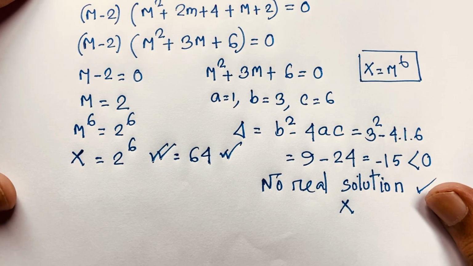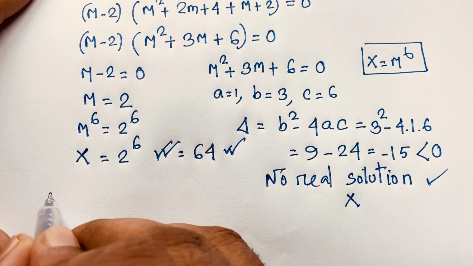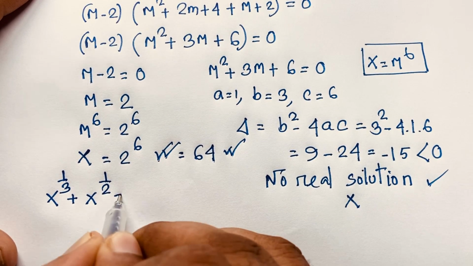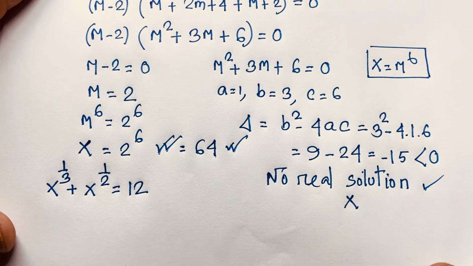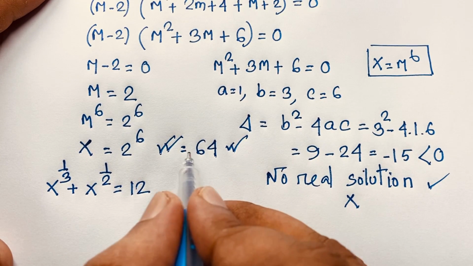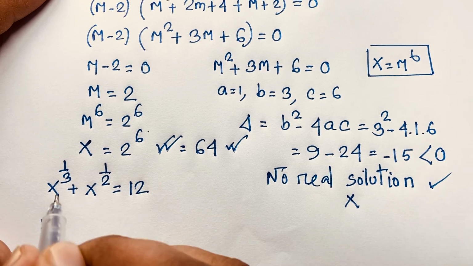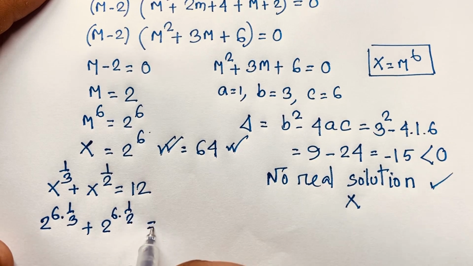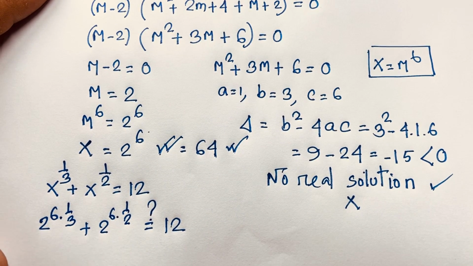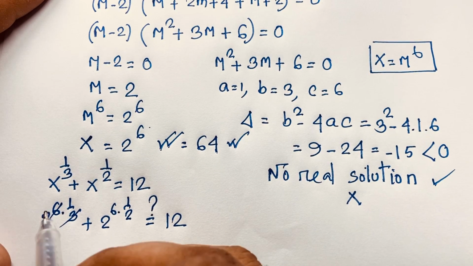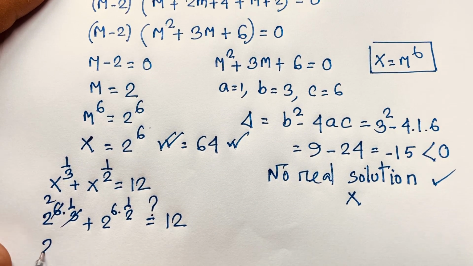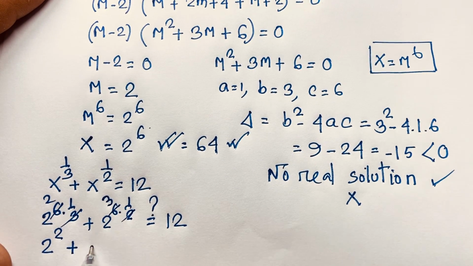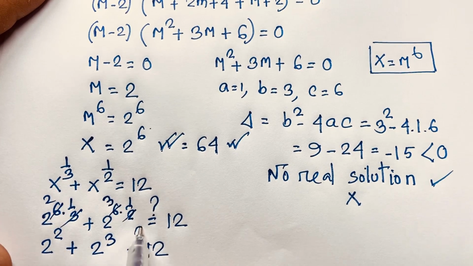But let's check our question. Our question is x to the power 1/3 plus x to the power 1/2 is equal to 12. Now x is 64, or 2 to the power 6. I take 2 to the power 6 with exponent 1/3 plus 2 to the power 6 with exponent 1/2 is equal to 12. Now 6 divided by 3 is 2, so we get 2 to the power 2 plus, and 6 divided by 2 is 3, so 2 to the power 3 is equal to 12.